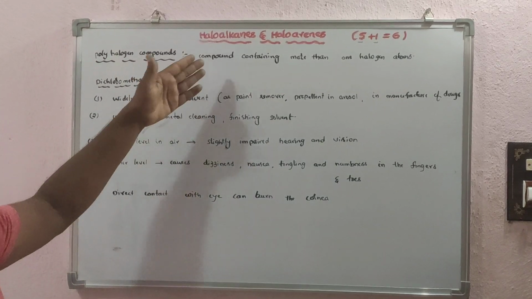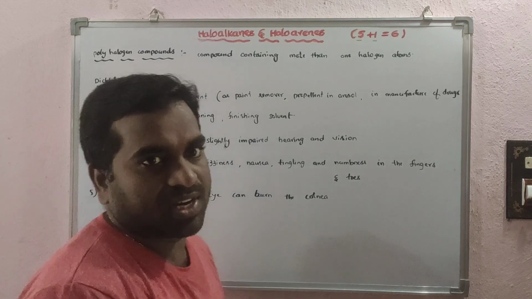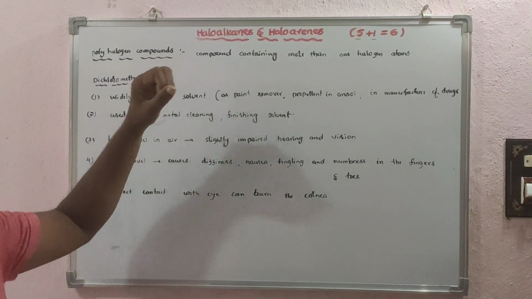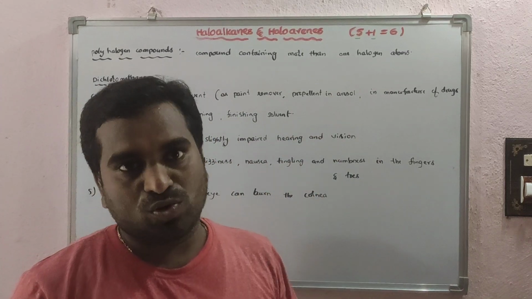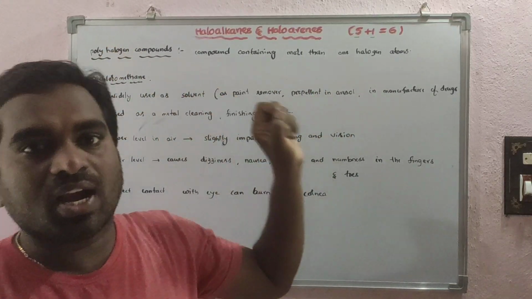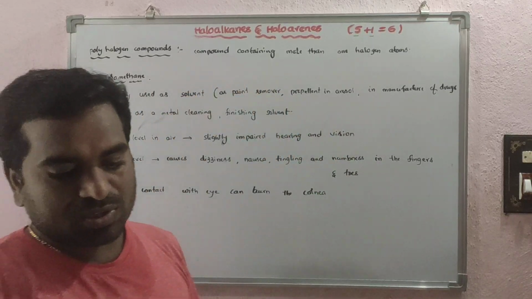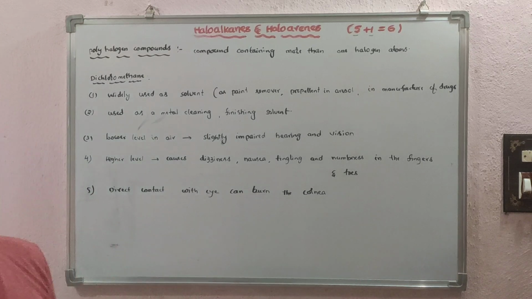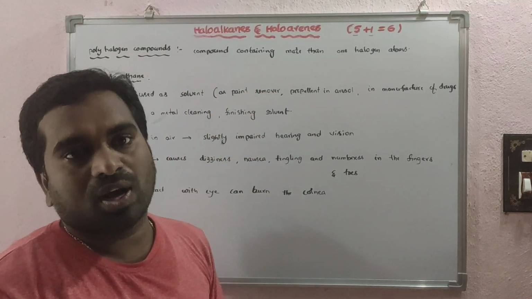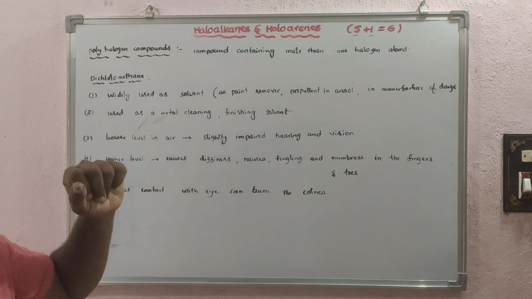So the last topic in haloalkanes and haloarenes is polyhalogen compounds. Clear? What are polyhalogen compounds? Compounds containing more than one halogen atom are called polyhalogen compounds. Clear? These polyhalogen compounds are very useful in industry and also agriculture, and some of them are very useful.